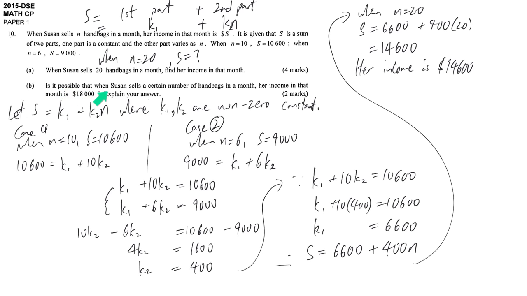And then in part B, they ask whether it is possible that there are a certain number of handbags, that means n remains unknown. But the condition is the outcome, that means S is equal to 18,000. So in part B, we replace S by 18,000, and then we are going to search for n to fulfill this requirement. And finally, we have a look, does that n make sense?